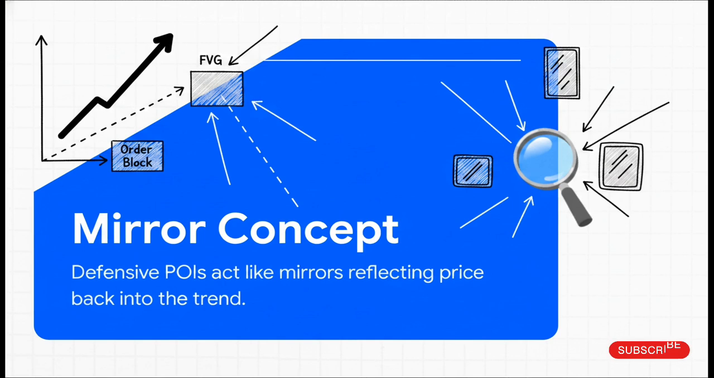The idea is that defensive POIs act like literal mirrors to reflect price back into the trend's direction. Just like a physical mirror reflects light, newly formed order blocks and FVGs that appear while your trade is moving will catch those retracements and bounce price right back toward your target. Understanding this is what gives you the psychological armor to hold through those scary pullbacks.